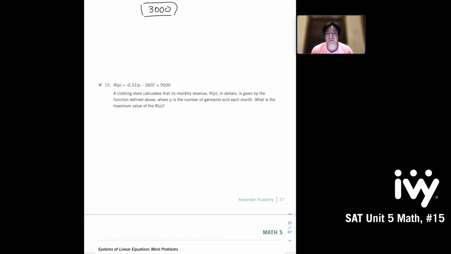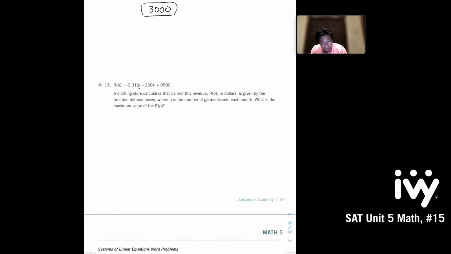Okay, now let's look at question 15. A clothing store calculates its monthly revenue, R of P, in dollars, given by the function above, where P is the number of garments sold each month. What is the maximum value of R of P? So let's look at this equation here. At first, again, we're not quite sure where to start with the maximum value, right? Nothing quite jumps out at us. However, let's break this down.